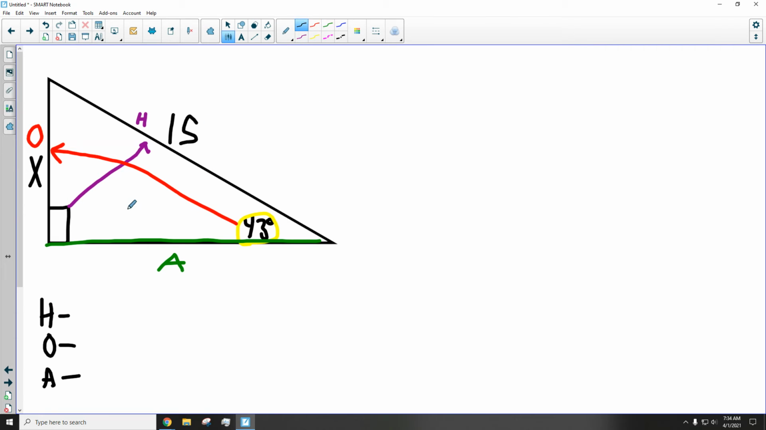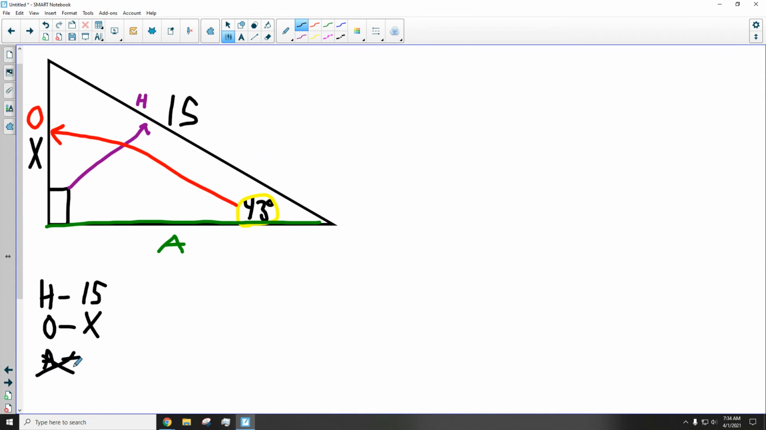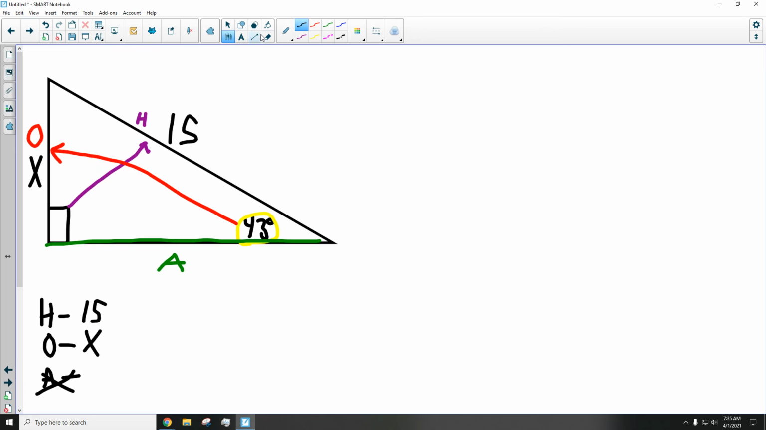And then fill in your list. Hypotenuse is the side that has 15 on it. My opposite side has an x. My adjacent side is blank. So I can mark that out. So I only have the opposite and the hypotenuse I can use. So if I go back to my list of functions, the only one that has opposite and hypotenuse is sine, which means that I have to use sine. Can't use any of the others.